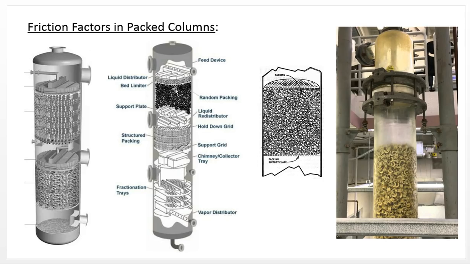It shows random packing here, which is a bunch of things just thrown into the column. Here's another example here. You have a support plate to hold the packing in place, a bunch of packing material dumped in, and another thing on top to prevent it from moving around.